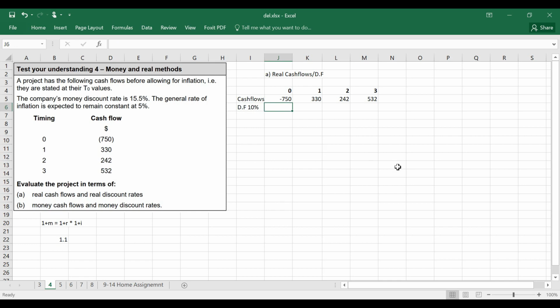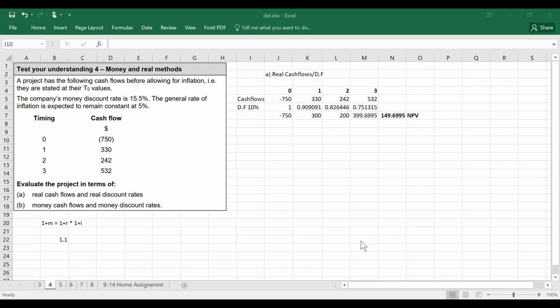For year 0, our discount factor will remain 1, but for the rest of the years we have to calculate the discount factor. In order to calculate the discount factor at 10%, we use the formula 1 plus r, where r is 10%, our discount rate, raised to the power of negative n. I am going to paste it here and simply change the number of years. Here I am going to multiply the cash flows with the relevant discount factor. I am going to copy this formula and paste it here. Now I am going to sum them up, and it's our NPV.